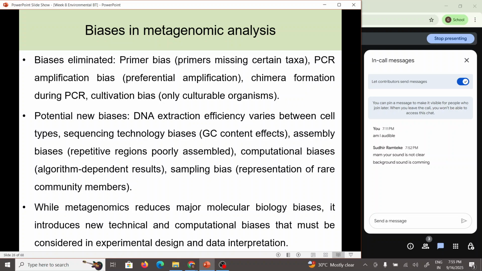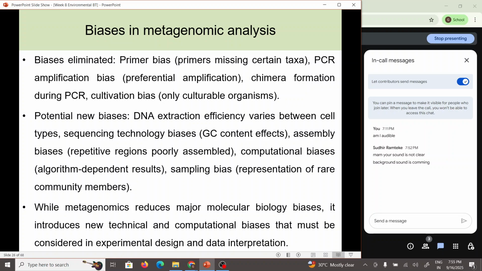And next one is the assembly biases. After the sequencing we are going to perform the assembly of the gene fragments that we have. It is completely algorithm based, so there can be biases in the assembly because the repetitive regions are poorly assembled. And next one is the computational biases, which are the algorithm dependent biases. And finally we can have the sampling biases.